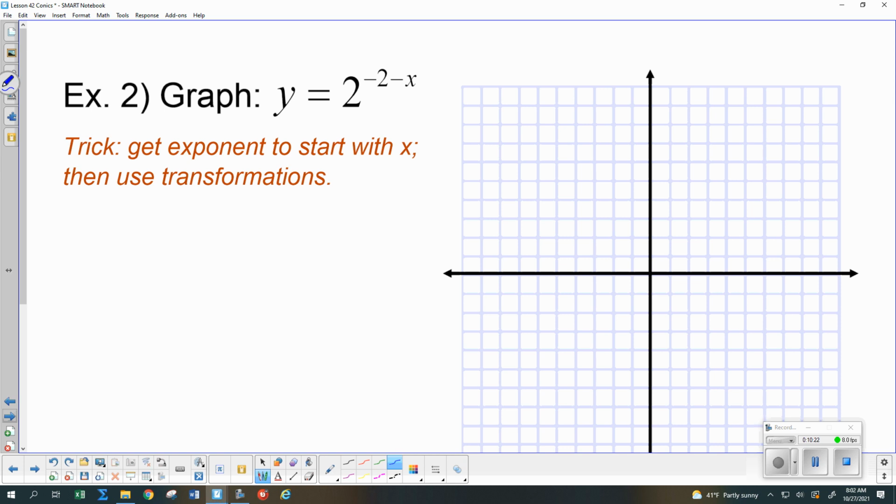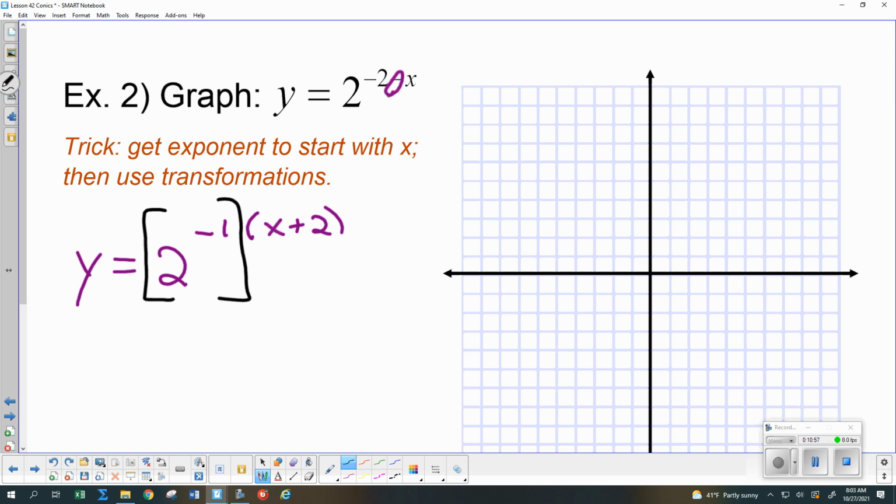So, first thing I'm going to do, since I have a minus in front of the x, is factor a minus sign out of that. So y is 2 to the minus 1 times x plus 2. Would you agree with me that that exponent is the same as what I had? If I distribute the 1 and change the order, I get the same thing that I started with. So still the same problem. Then we know that if we had something to one exponent and then to another exponent, we would multiply those exponents.